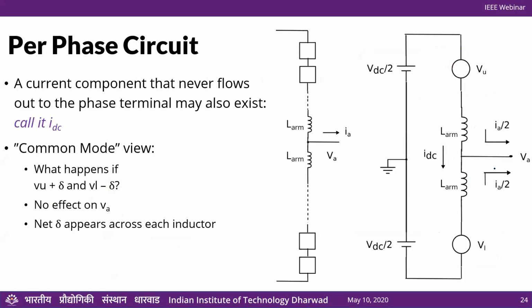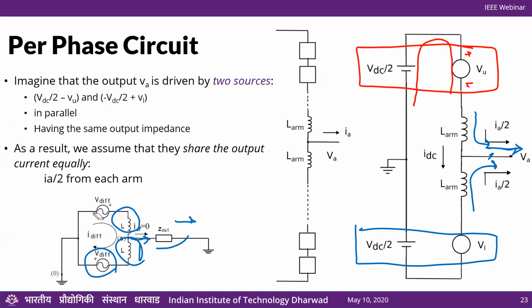Okay. So now let's look at the common mode view of these things. What happens if, let's say, VU were increased by a small amount and VL were decreased by a small amount? So let's go back to this circuit diagram where we want to look at the effects on the output, Z out, right? Due to superposition, if I were to increase this by a small amount delta and decrease this by a small amount delta, there would be no effect here, right? Because this is like a voltage divider, and the effect here would be cancelled out.